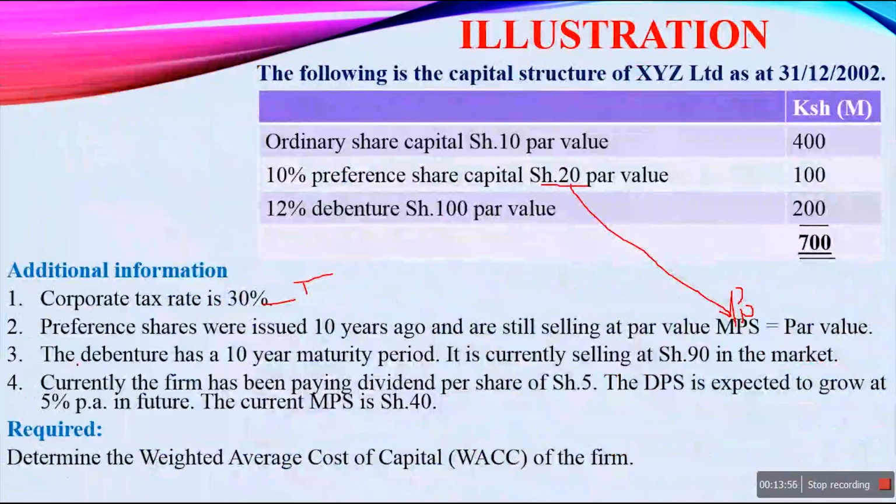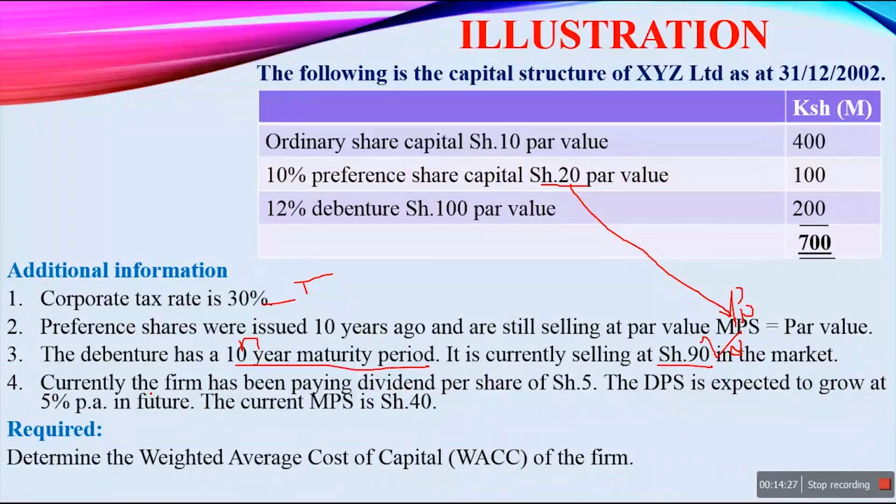You're also told that the debenture has a 10-year maturity period and it is currently selling at 90 shillings in the market. So the debentures are maturing after 10 years. The 10 here will represent our N. Then it is currently selling at 90 shillings in the market, so the current market price for a debenture, which is represented by VD, is 90 shillings.